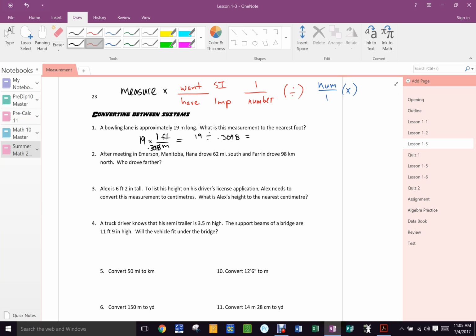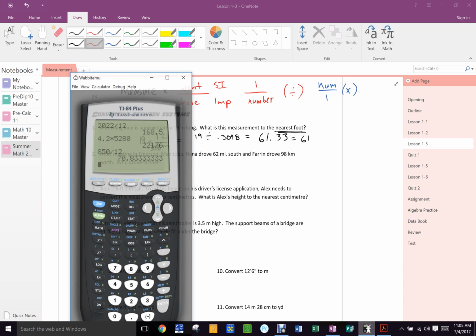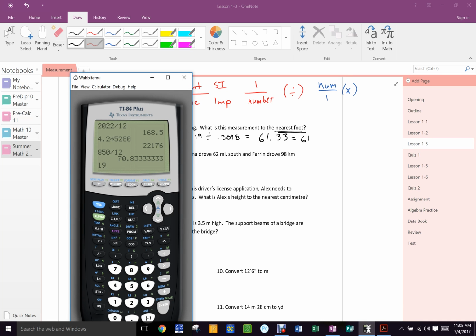If you have your calculator out. If not, you're just waiting. 61.33. So what's the answer to the nearest foot? 61. Right? Was it 61? I didn't calculate it. So I have to trust you guys did that right. Well, I guess I got to get out my calculator. 19 divided by 0.3048. Oh, okay. So 62.3. So it's 62 feet.